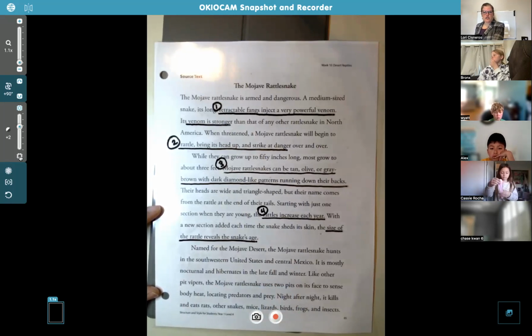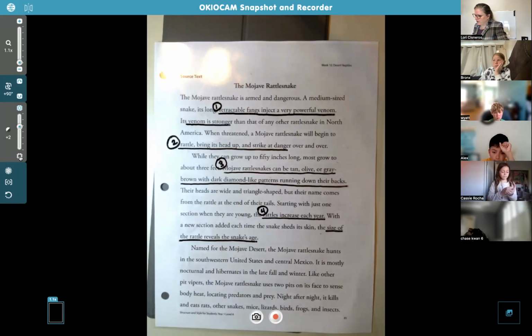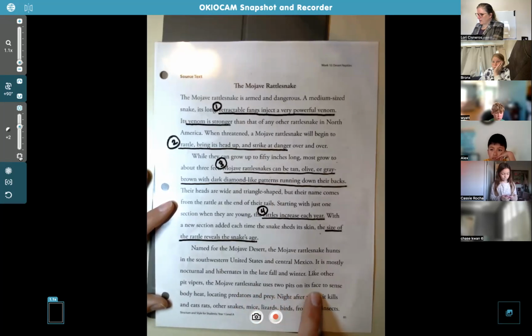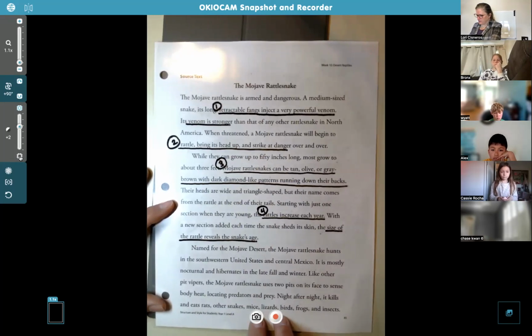I've noticed that too, because where I live in Tehachapi, we do have rattlesnakes and I don't see them in the winter time. They hibernate, they're asleep somewhere. And then when it warms up, especially in the middle of summer, that's when they start coming out. Okay, like other pit vipers, the Mojave rattlesnake uses 2 pits on its face to sense body heat, locating predators and prey. Night after night, it kills and eats rats, other snakes, mice, lizards, birds, frogs, and insects.